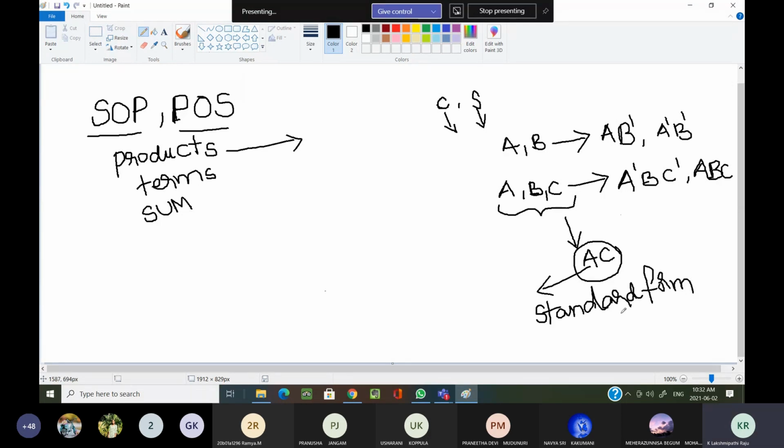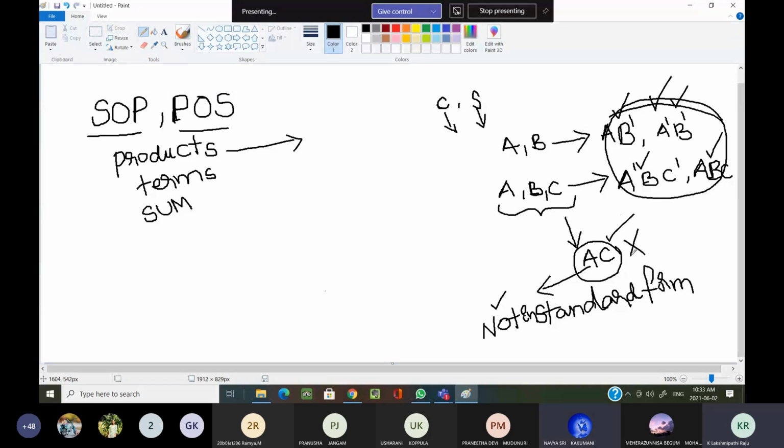Can someone tell me what you have understood from this point? This AC is not in standard form. I am calling these standard forms or canonical forms, but these are also product terms. Everything is a product term. But all these product terms are standard terms, canonical standard terms, in alphabetical order. But this one is not a standard term.